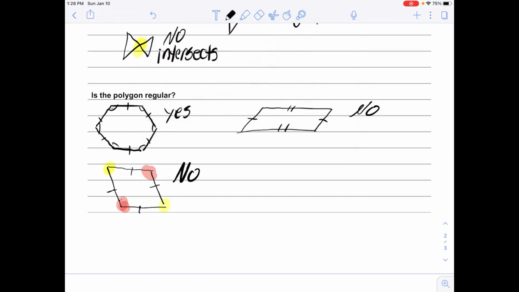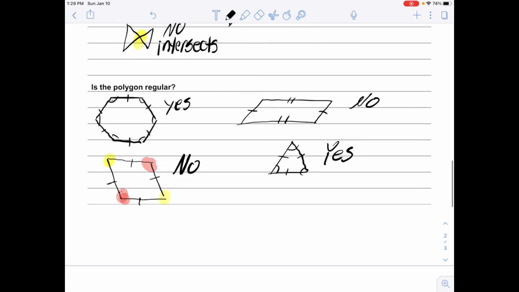A regular shape, such as this triangle, has three sides that are the same and three corners that are the same. All of the sides are the same length. All of the corners are the same. It's not enough for just two of them to be the same, like in that rhombus.